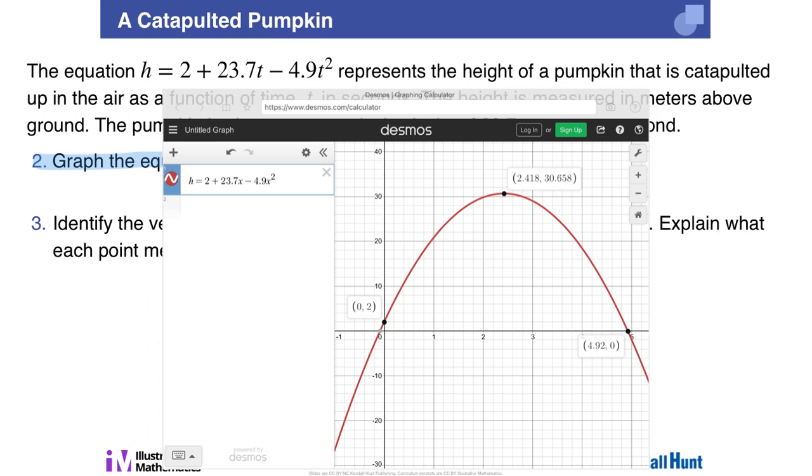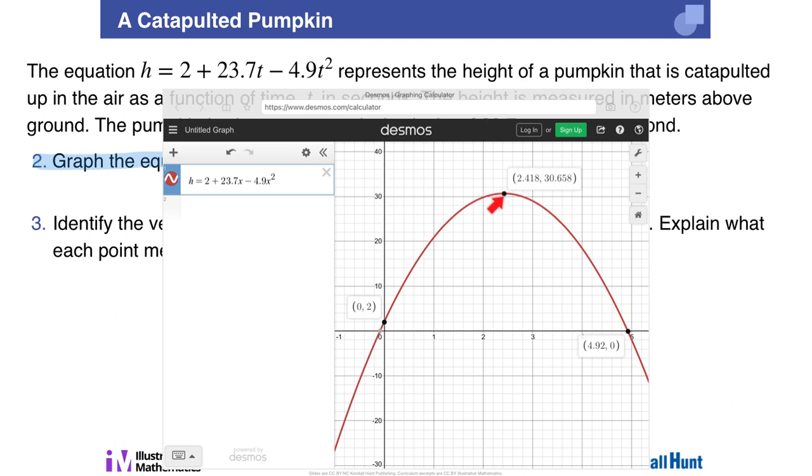When you graph this, make sure that you are comfortable changing your window so that you can actually see what your quadratic equation here should look like. And then remember, you can just tap on these important points and they will tell you the coordinates of those points. So here we have (0, 2), that's our y-intercept. We know that that is the height from which it was launched.